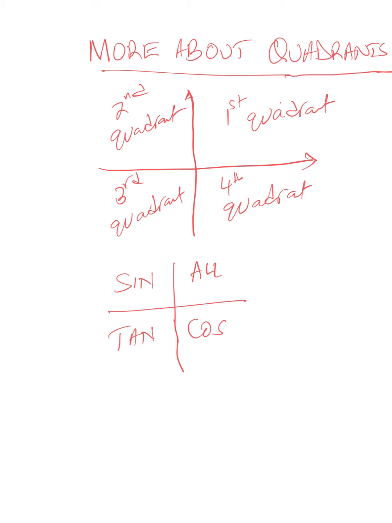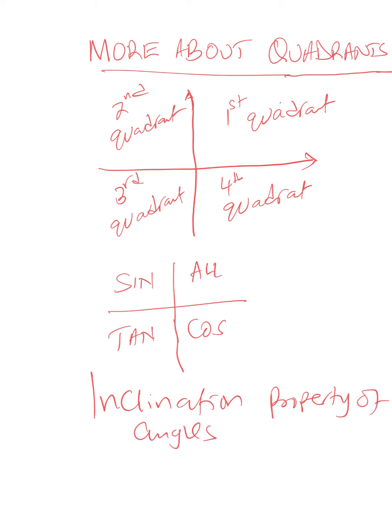Now, we ended the discussion with something very important, the inclination property of angles. We say that angles that are equally inclined to the positive or negative x-axis have trigonometric ratios of the same magnitude, and the sign of the ratio is determined by the quadrant in which the angle lies. So that point is very important.